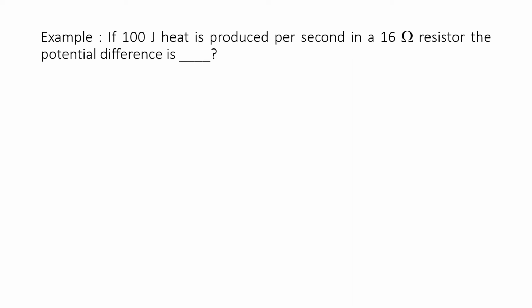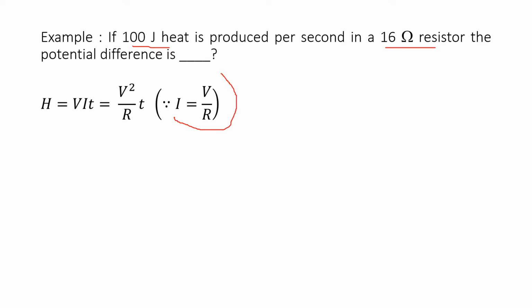So we'll take an example now to make it simpler. 100 joule heat is produced in a 16 ohm resistor, and we have to find the potential difference. So we need to find a formula which relates potential difference V to the heat produced H and resistance R. Now we know H is equal to VIT. We have done in the previous slide, W equal to VIT or H equal to VIT. Replacing I equal to V by R, Ohm's law, the equation now becomes V square by R into T.